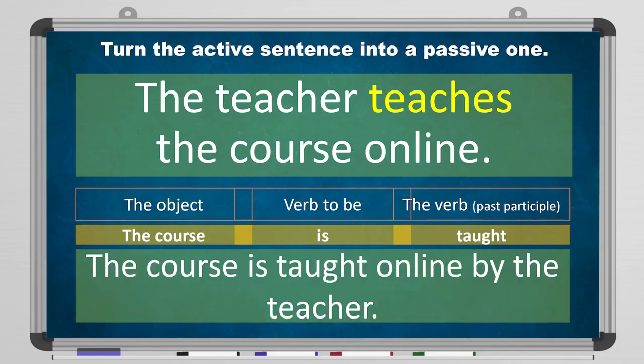We will put the object at the beginning, the course, and then we will choose a verb to be that suits the object and in the same tense as the verb in the active sentence. So here is, and then the verb will turn automatically to the past participle. So teaches turns into taught because taught is the past participle of teach. So the sentence will be the course is taught online. And then I will think, is it important to mention the subject, which is the teacher? And I think yes. So I will say by the teacher.